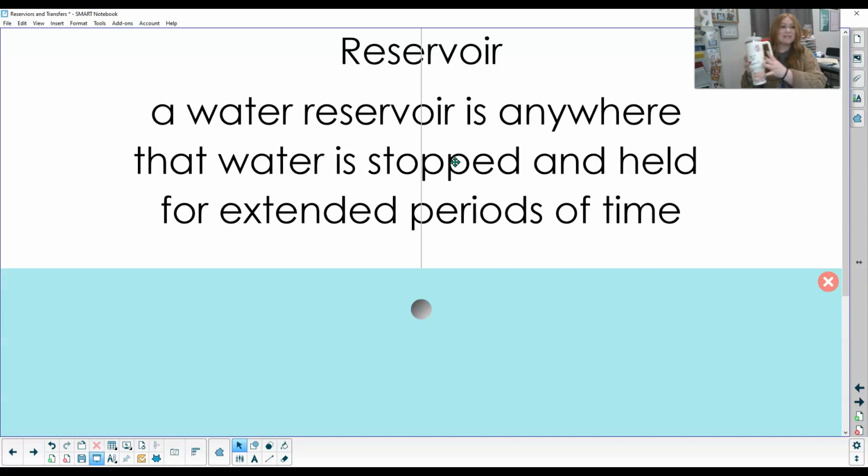The water's still moving, but it's not moving from one location to another. It's holding it. That's what a reservoir is. So it's going to hold it there for an extended, long period of time.